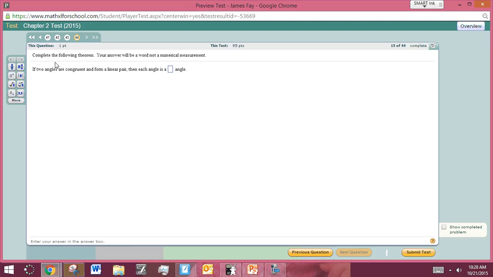Complete the following theorem. It says if two angles are congruent and form a linear pair, then each angle is a right angle.